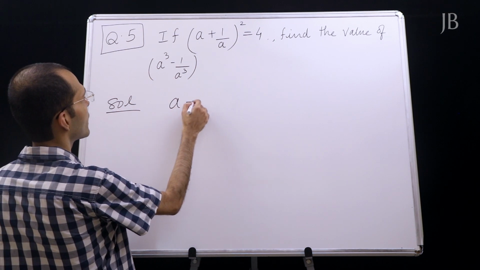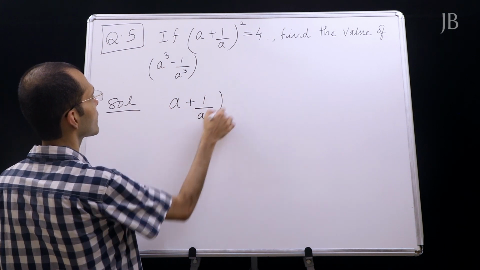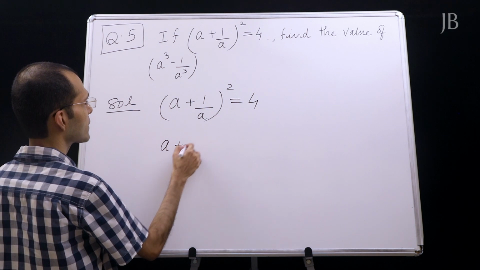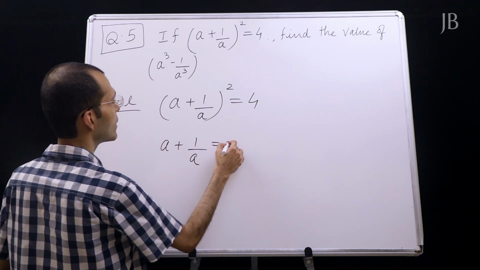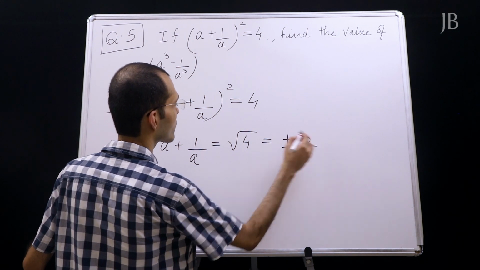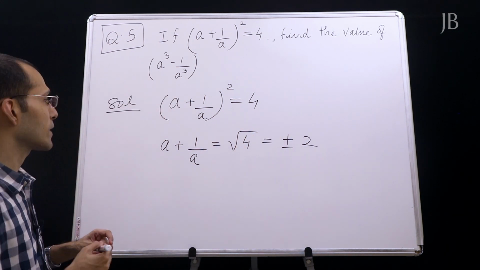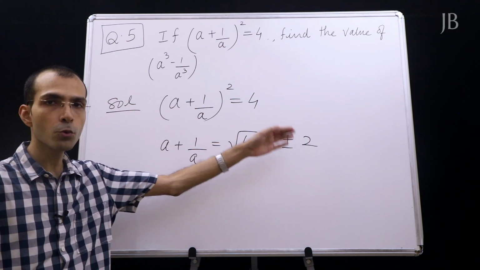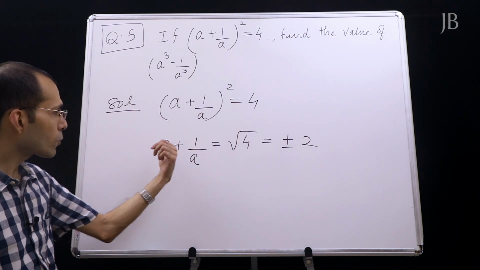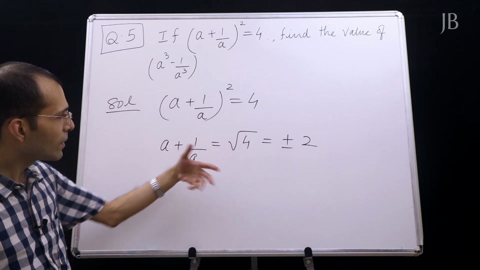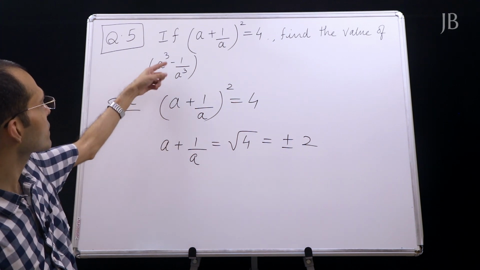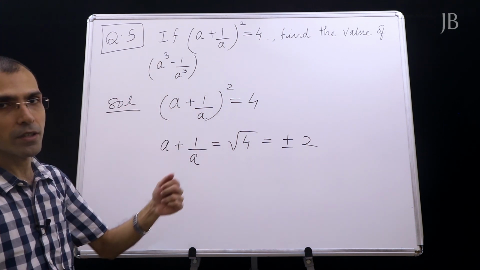See, a plus 1 upon a the whole square is 4. So a plus 1 upon a will be square root of 4, which is plus or minus 2. So there are two values now. A plus 1 upon a can be 2 or a plus 1 upon a can be minus 2. So I will show you with one possibility. Similarly, you can work out with the other possibility also. So there will be 2 answers for a cube minus 1 upon a cube.